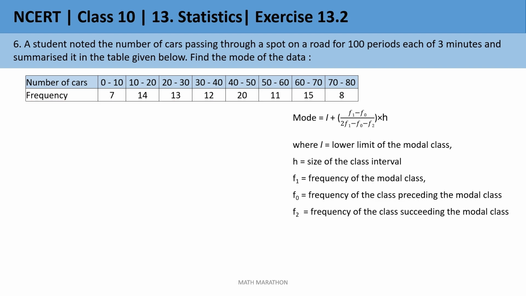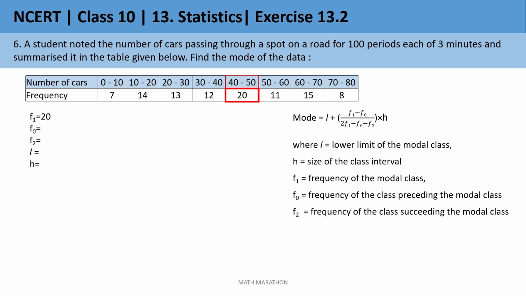Formula to calculate mode is L plus F1 minus F0 divided by twice of F1 minus F0 minus F2 multiplied by H. We need to find F1, F0, F2, L and H. We need this information to calculate mode. In frequency, look for the maximum one, which is 20. The class corresponding to that frequency is called modal class. F1 is frequency of the modal class.